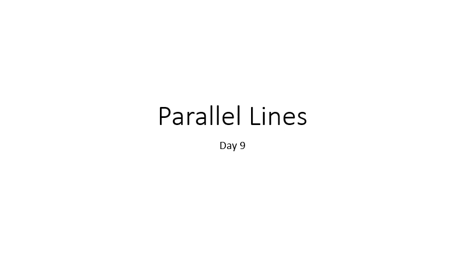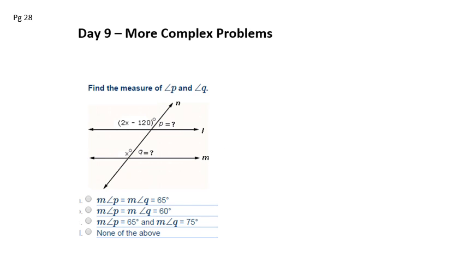Now that we're approaching the end of our unit on parallel lines, it's time to look at some more complex problems. In this problem, we have two algebra expressions. We have an x and a 2x minus 120, but we also have a p and a q. I think it's important to highlight the information that we know and do what we have always done, which is label our b's and l's.